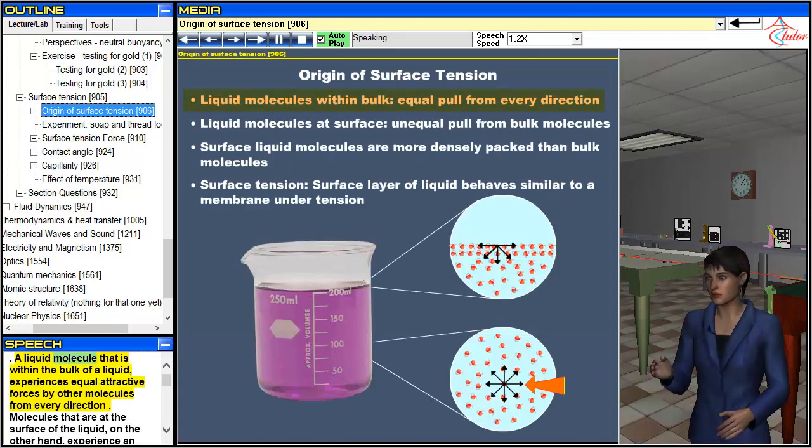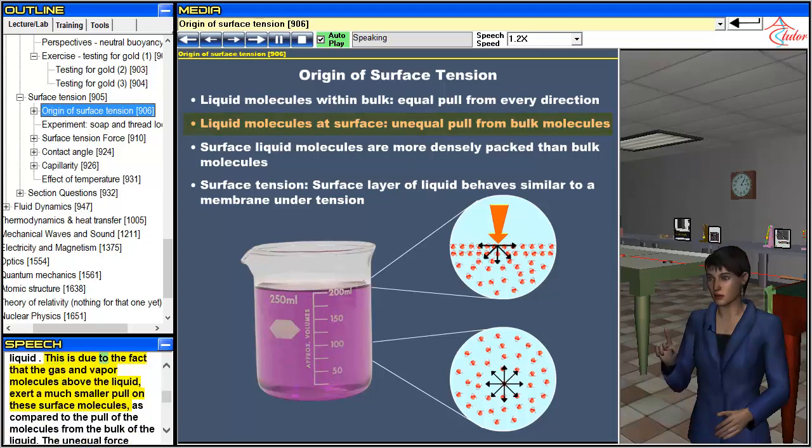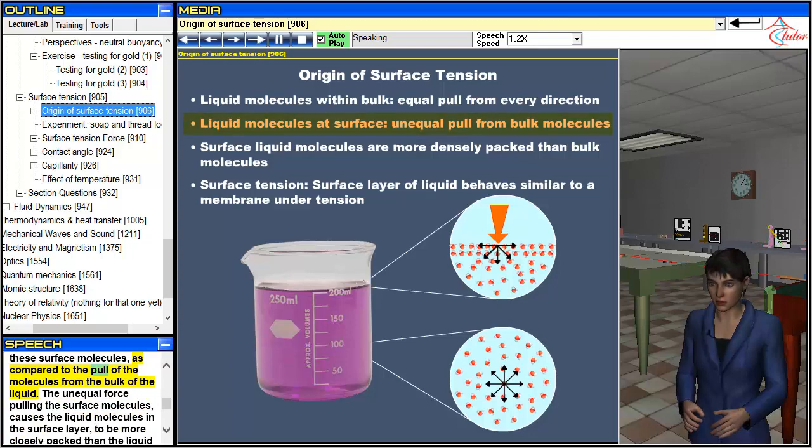A liquid molecule that is within the bulk of a liquid experiences equal attractive forces by other molecules from every direction. Molecules that are at the surface of the liquid, on the other hand, experience an unequal pull from molecules that are in the bulk of the liquid. This is due to the fact that the gas and vapor molecules above the liquid exert a much smaller pull on these surface molecules, as compared to the pull of the molecules from the bulk of the liquid.